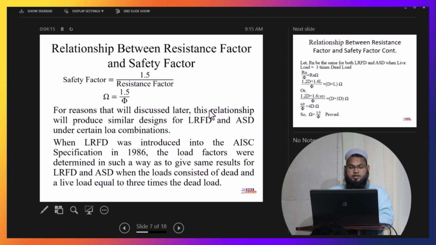When LRFD was introduced into the AISC specification in 1986, the load factors were determined in such a way as to give the same results for LRFD and ASD when the loads consisted of dead load and a live load equal to 3 times the dead load.